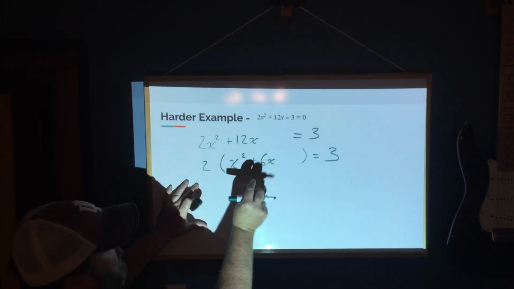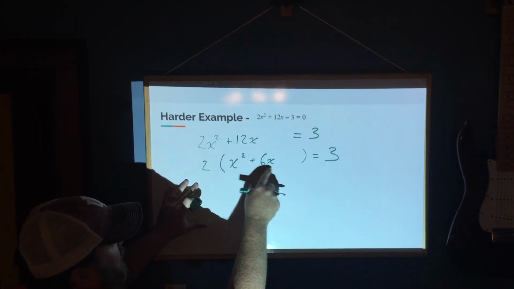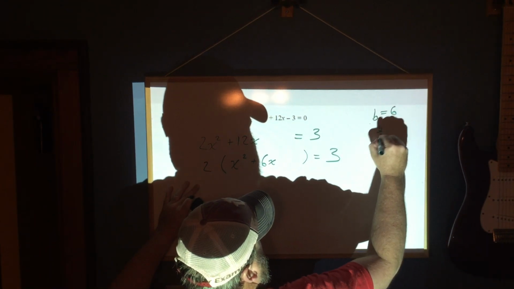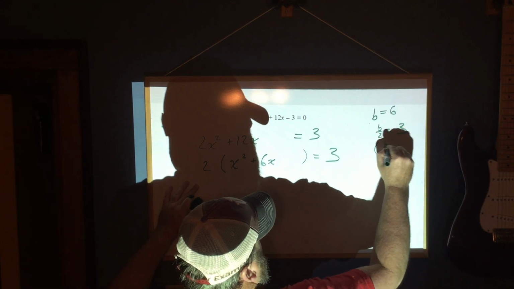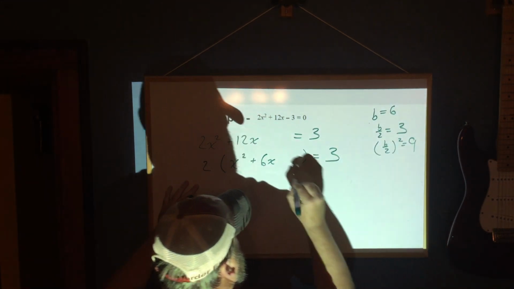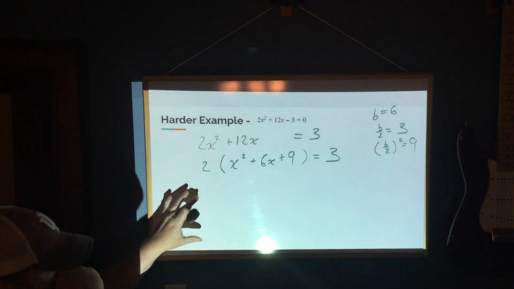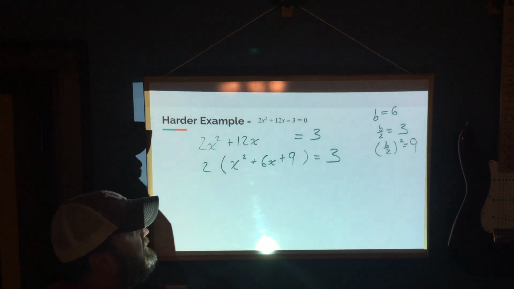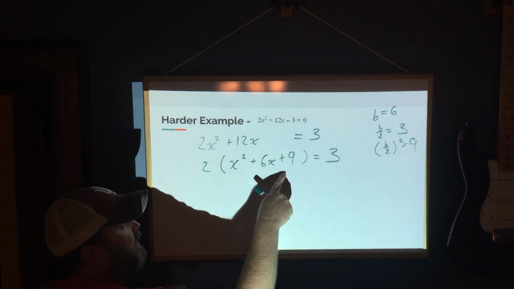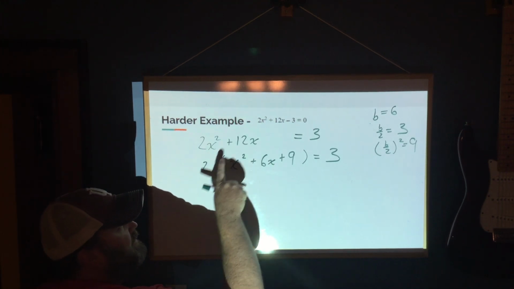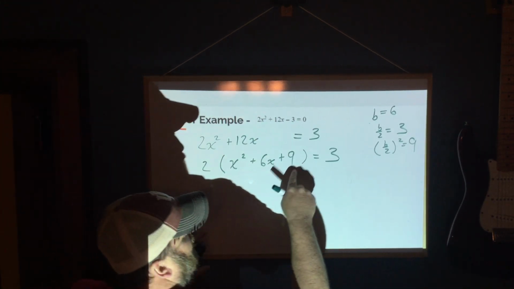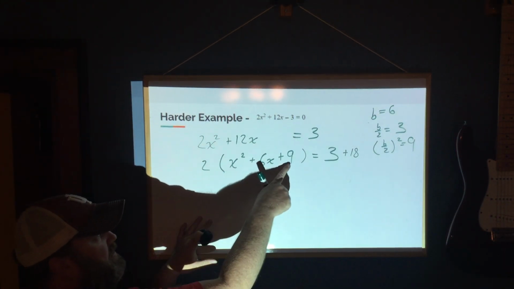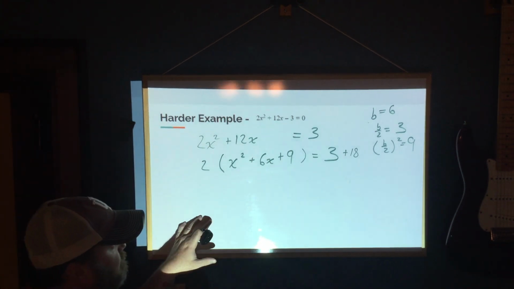And I'll complete the square on the thing inside the parentheses. So b is 6, half of b is 3, and if I square half of b, I get 9. So 9 completes the square. But I'm not going to add 9 to this side because I didn't really add 9 here. I added 2 times 9. I actually added 18. Okay? When I put the 9 inside the parentheses, I added 9 times 2, 18.